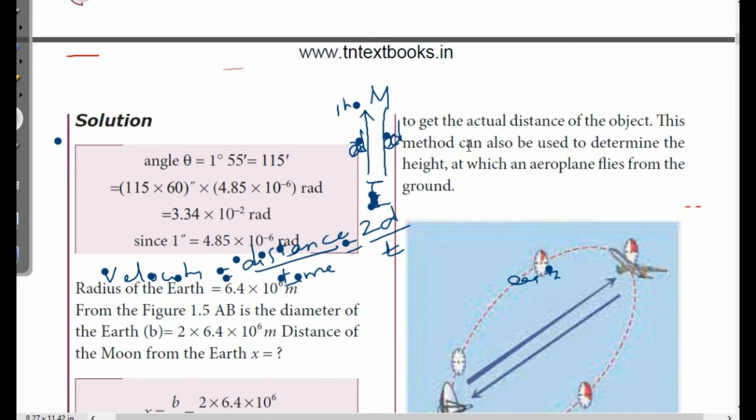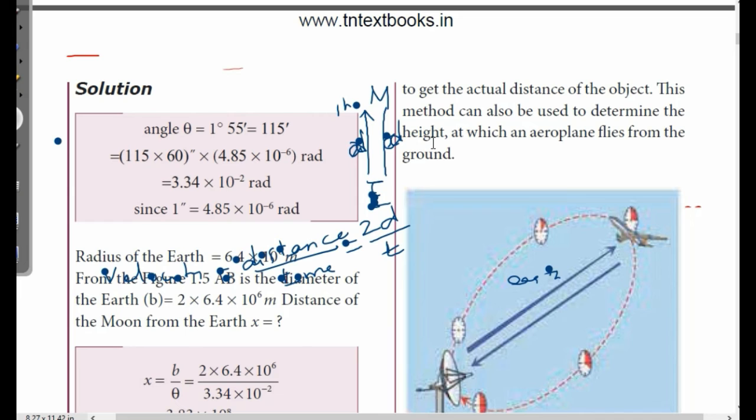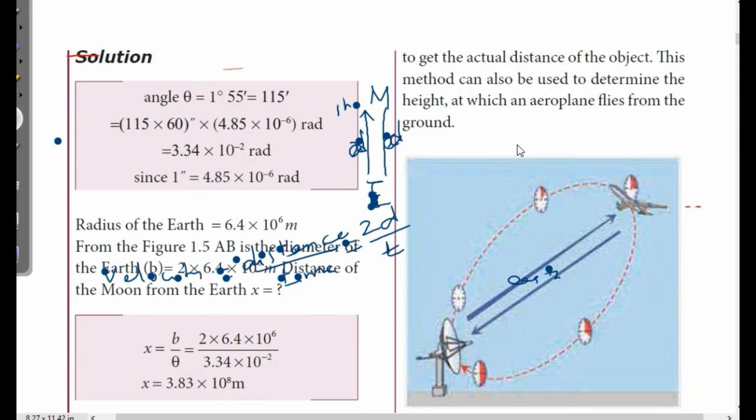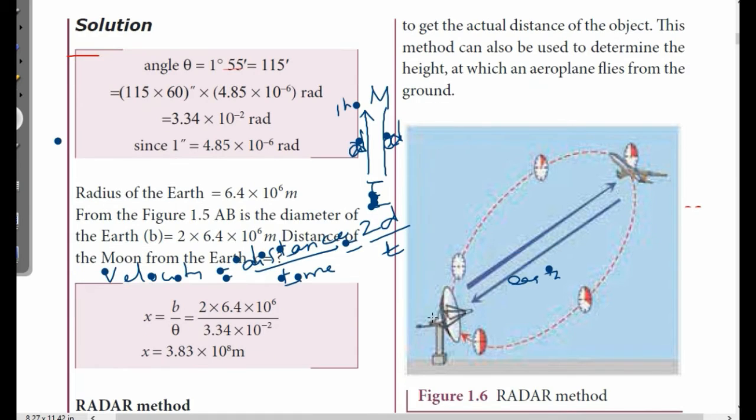This can also be used to determine the height at which the aeroplane flies from the ground. In the army, there is a separate division called the radar division, which is used to find out the distance. Suppose an aeroplane from an enemy country comes into our territory, we will be able to find out the distance of the plane from the ground by sending radio waves from our radar equipment. So this is the method used.